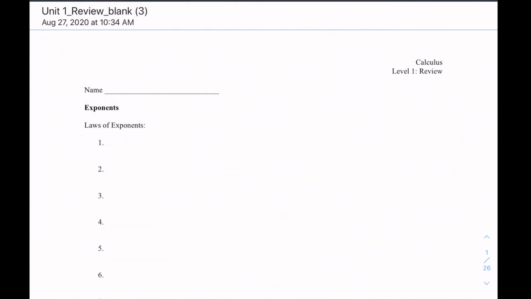So stay with me as we go over this first one. It's going to be laws of exponents, some factoring, and then quadratics, and then we'll call it. So let's just say guided notes for our name. So here are our basic laws of exponents.